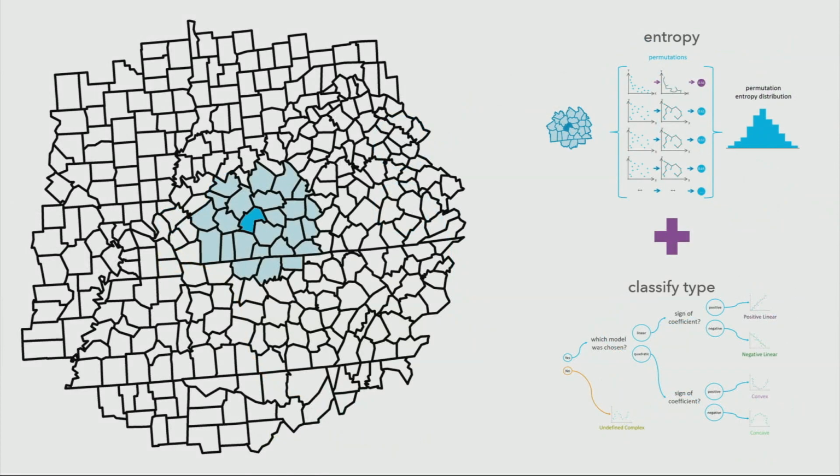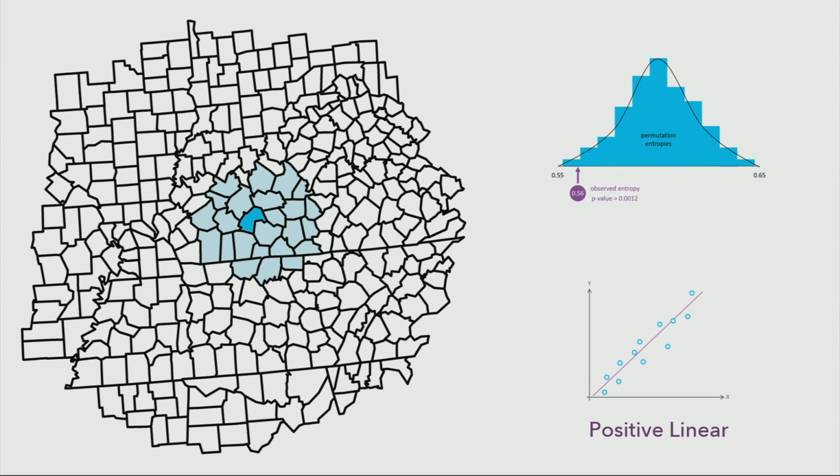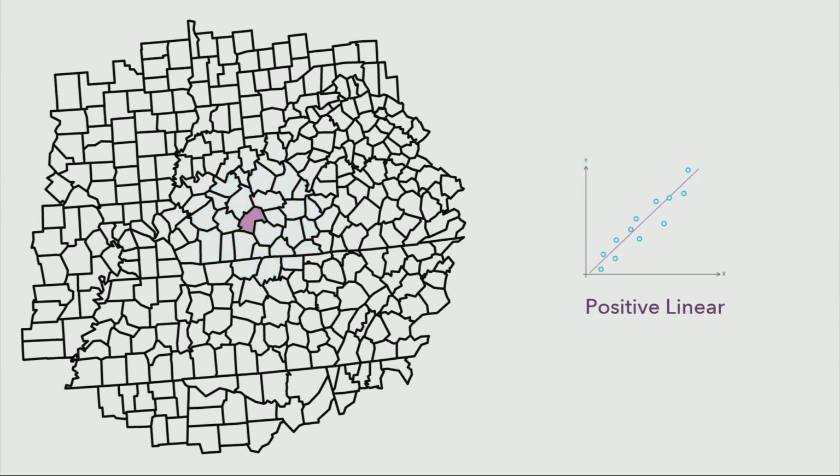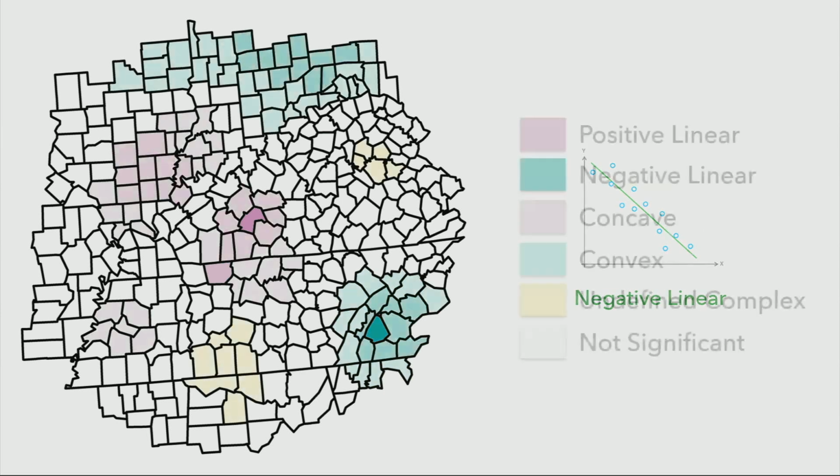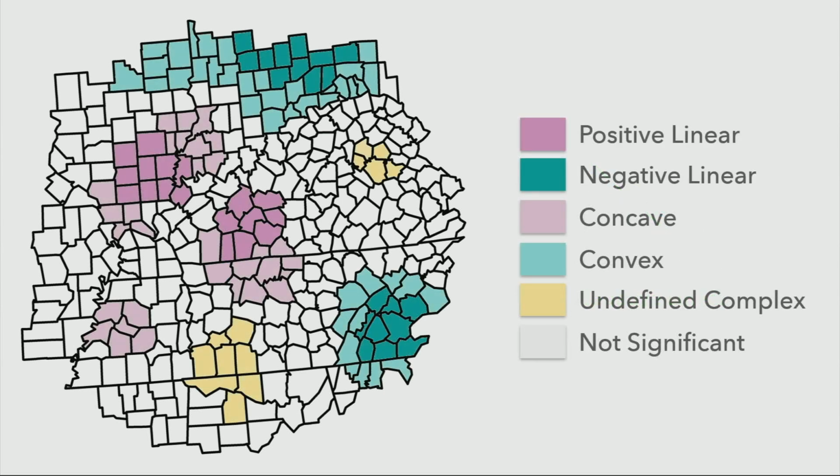And the tool really iterates over your entire data set. It'll take a feature, create a neighborhood, check the entropy, check the type if there is significance, and then determine an output for that feature. In this case, it was positive linear. For the next case, it may be convex. For the next case, it may be negative linear, or it may be not significant, until you get your map of local bivariate relationships. So for a demonstration of how this works, I'm going to hand it over to Flora.